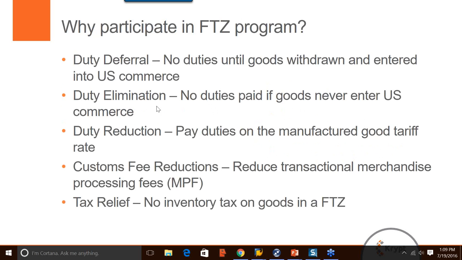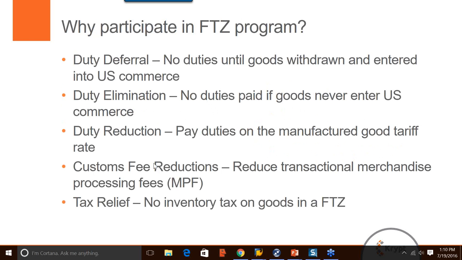Duty reduction is possible in that two different component materials from abroad can be brought into the FTZ. Manufacturing can be done on that, and then duties would be due only on the rate of the manufactured good that comes out of the zone. So what this means is if your components have a high duty rate, you manufacture them into a finished good that potentially has a low duty rate, then there can be duty savings on that final product.